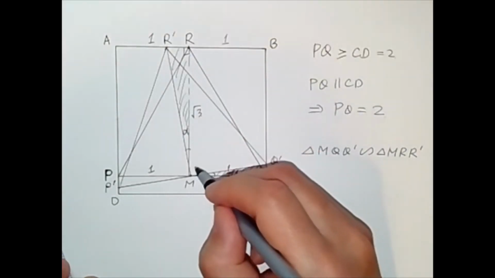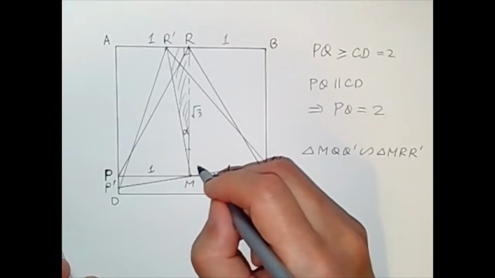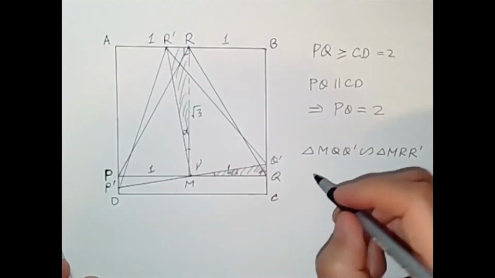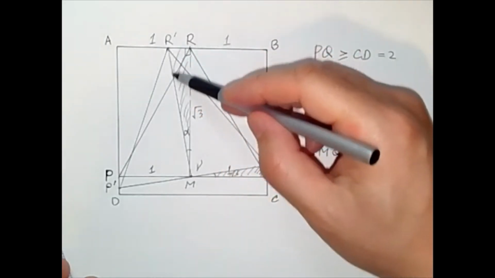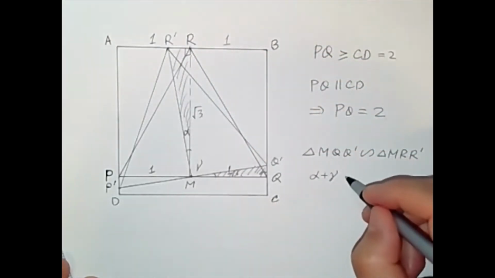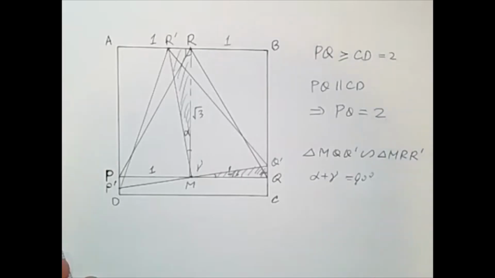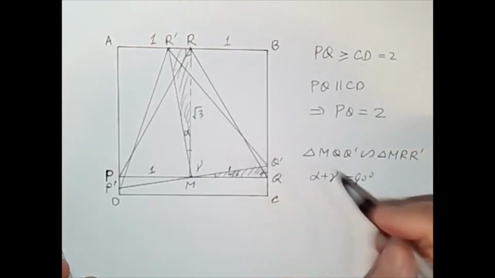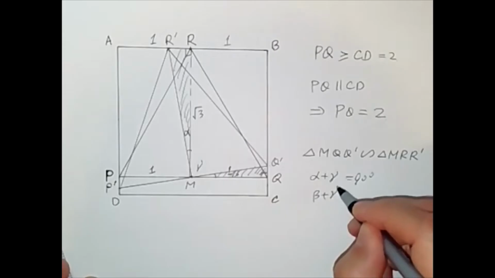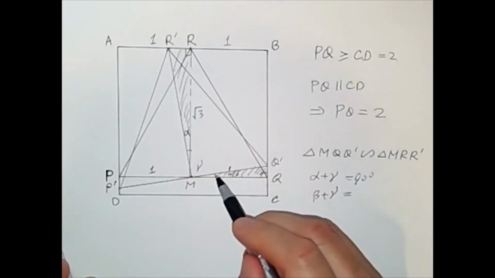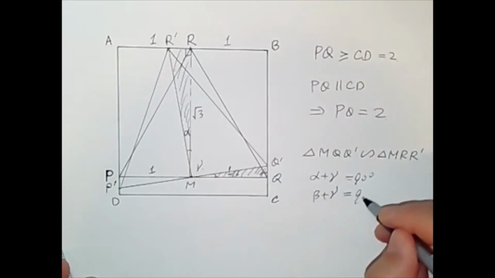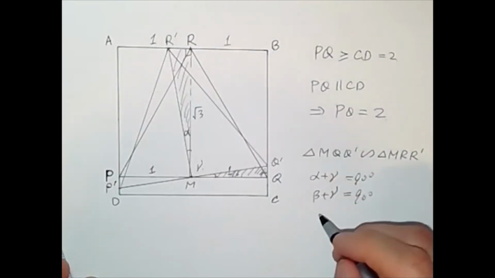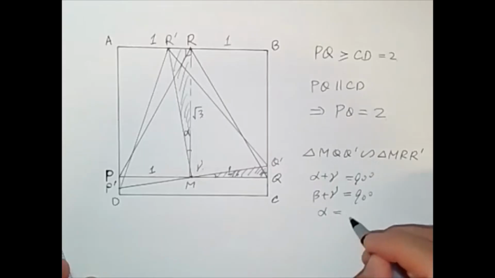So let's see, the rest part in the middle is gamma. Then we can see alpha plus gamma is 90 degrees. And this beta plus gamma, RMQ, is also 90 degrees. Comparing them, you have alpha equals beta. We are done.